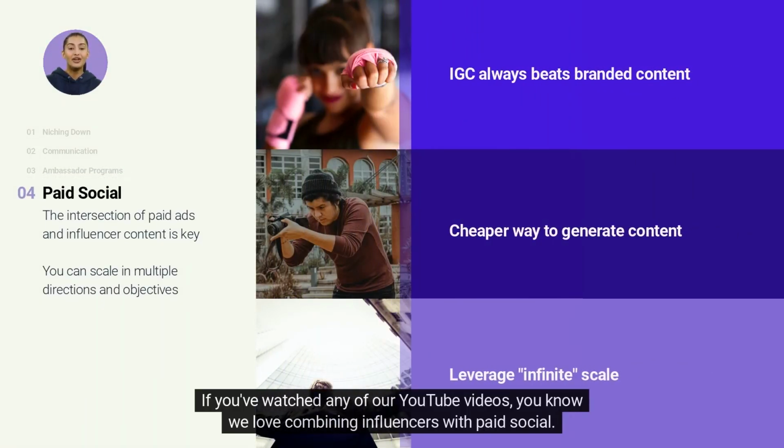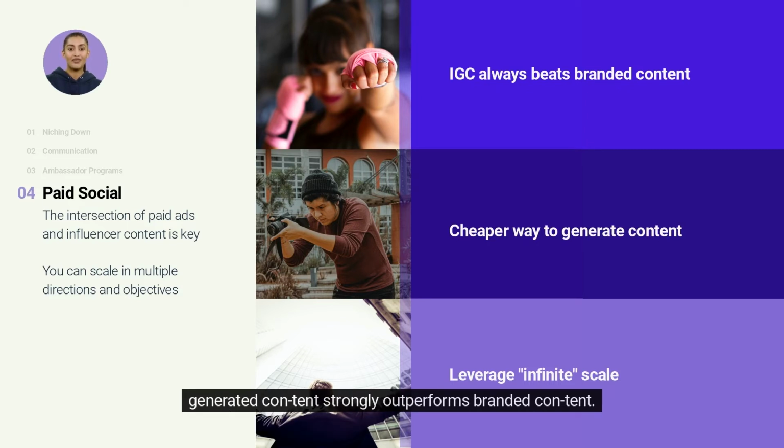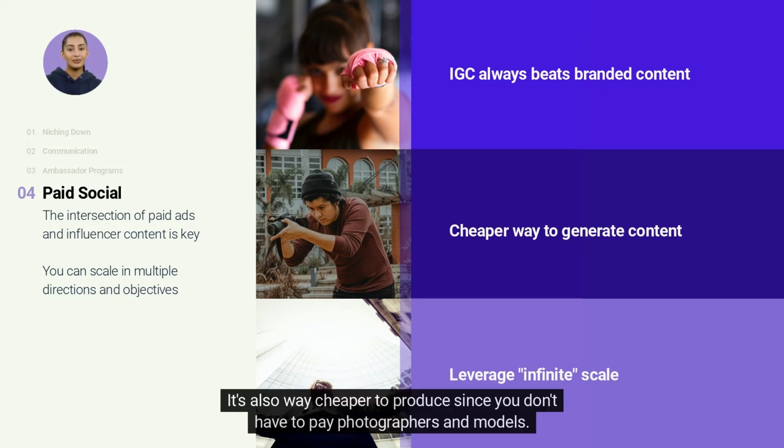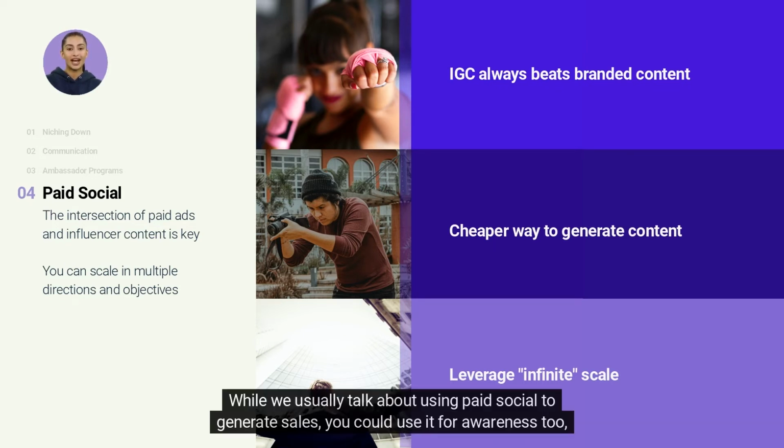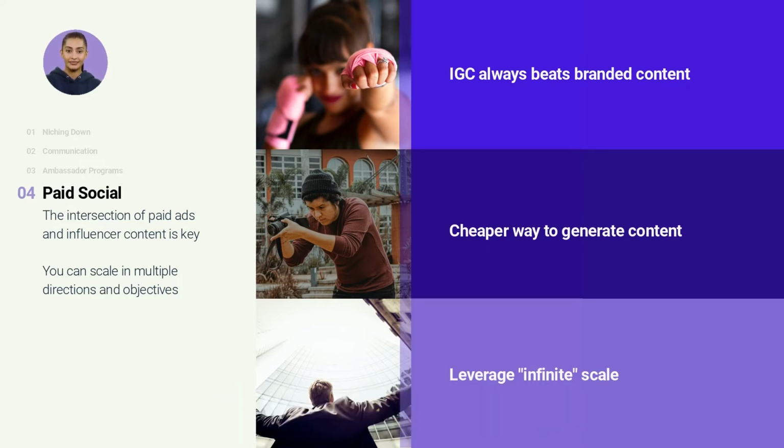If you've watched any of our YouTube videos, you know we love combining influencers with paid social. We have monitored ad results for our clients over the years, and it's abundantly clear that influencer-generated content strongly outperforms branded content. It comes across as more authentic, trustworthy, and relatable. It's also way cheaper to produce since you don't have to pay photographers and models. While we usually talk about using paid social to generate sales, you could use it for awareness too, by using influencer content to educate potential customers on your brand and products.